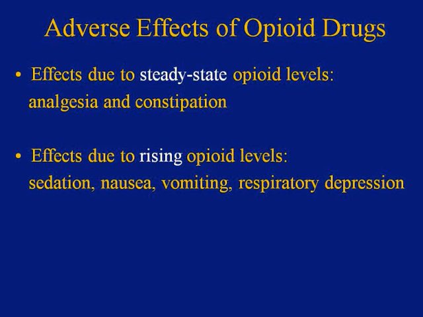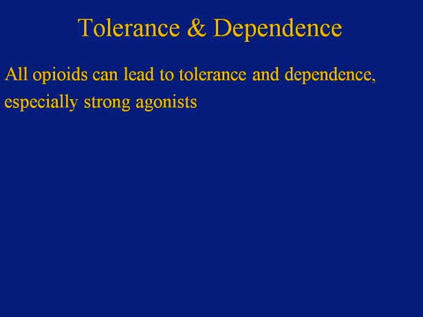However, when they're first taking opiates and the levels are rising with increasing doses, at that time they tend to get side effects such as sedation, nausea, vomiting, respiratory depression. After a while, when the levels have stabilized, these side effects tend to reduce, but the analgesia and constipation still remain. Well, next we are going to consider the topic of tolerance and dependence.